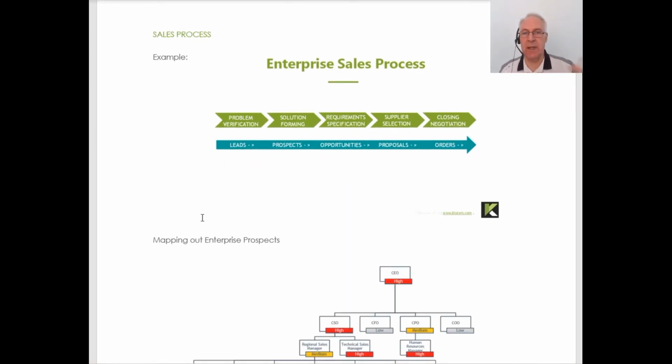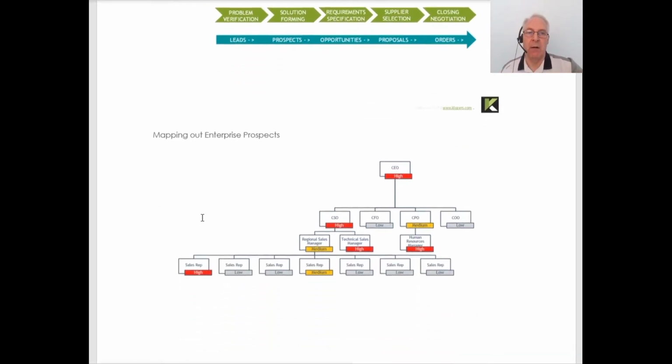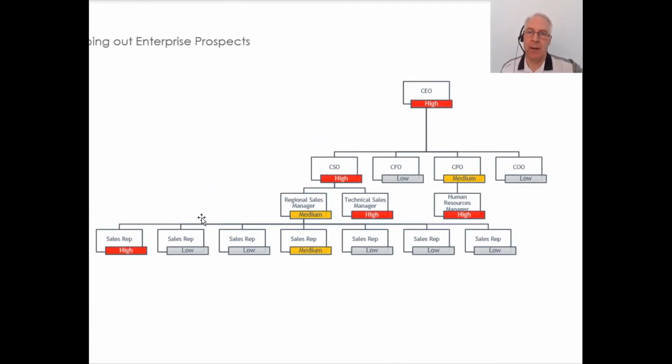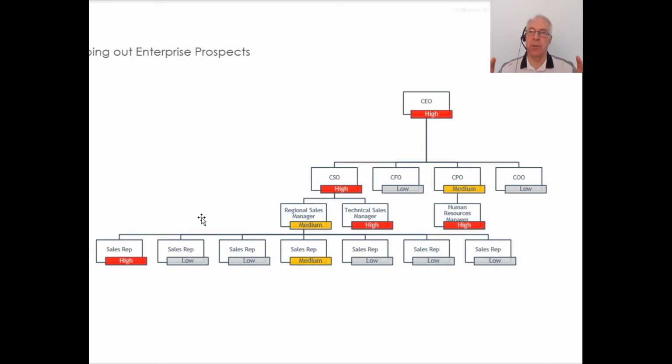Sales process. Here's an example of an enterprise sales process. Everyone's got their own sales process. We totally accept that. This is just an example. You need to put your sales process in here. And also, we would suggest that you map out the players in the customer decision making unit within an enterprise organization, and then just rank them as high, medium, or low influence.